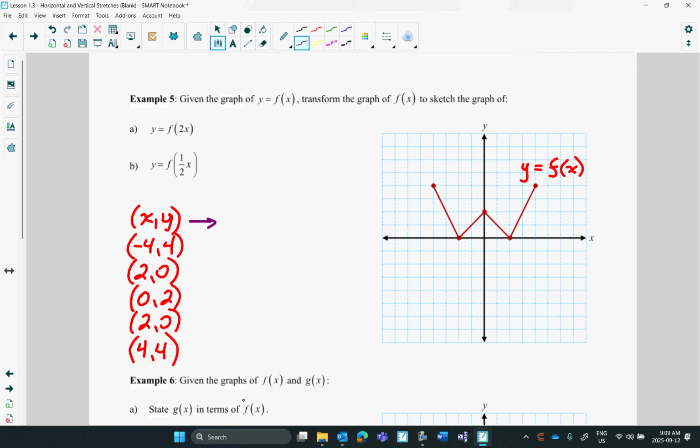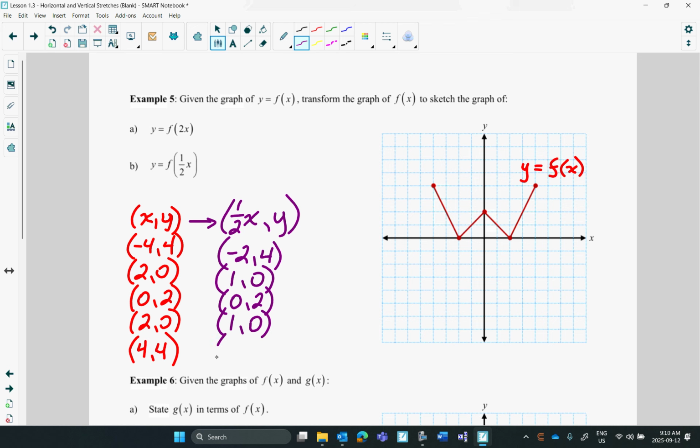So if there's a 2 inside getting multiplied by the x, that means y is not affected. But the x is getting multiplied by half. So that means every new one would be -2, 4, 1, 0. That stays at 0, 2. That becomes 1, 0. That becomes 2, 4.